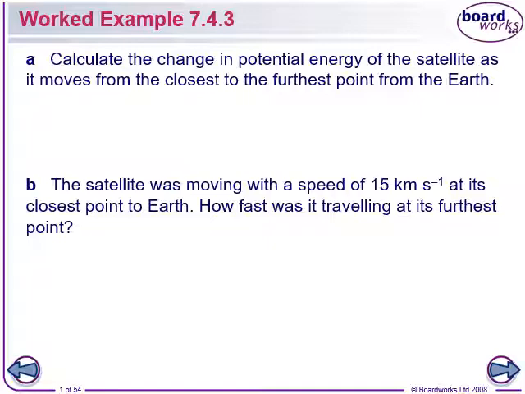Okay, so hopefully you can all see that graph in your books there. The radius of the Earth is that horizontal line to the left there. And we have an area under the graph between our perigee and our apogee. Calculate the change in potential energy of the satellite as it moves from the closest to the furthest point from Earth. So we need the area under the graph between our closest point and our furthest away point, between the perigee and the apogee.